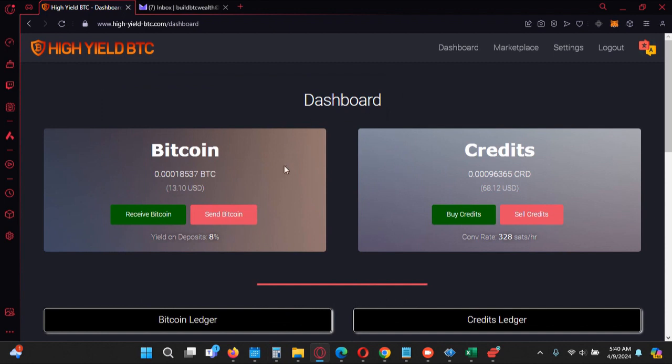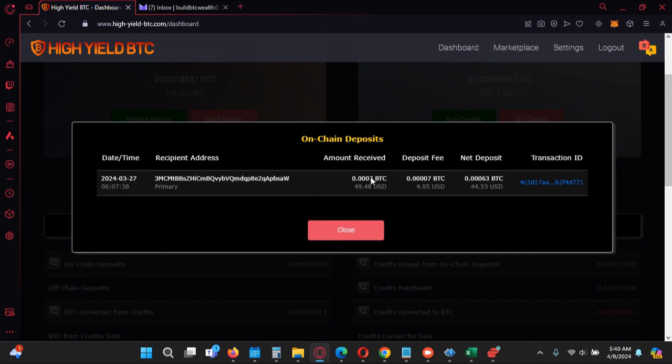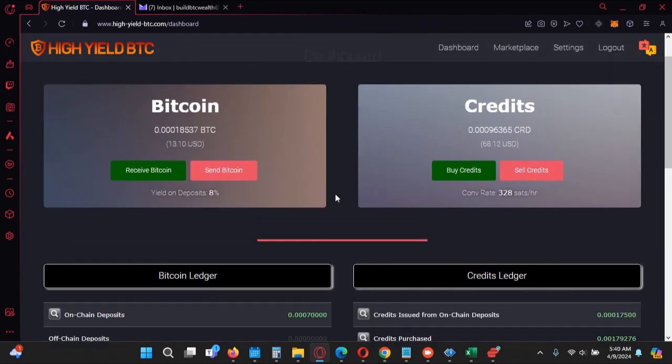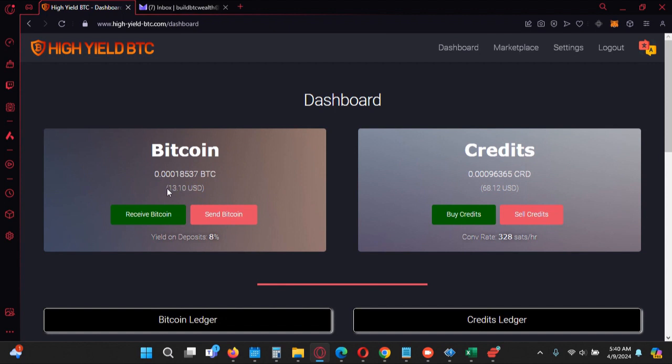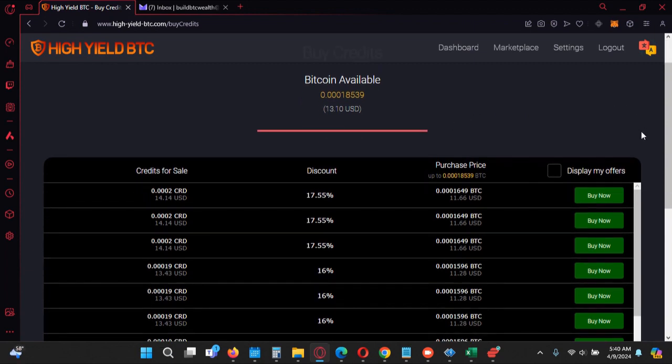Now, keep in mind, guys, this is my poor man's wallet. I only put in less than $50. I put in that minimum deposit here. And I have enough Bitcoin again to either withdraw or go back to the marketplace. So I'm going back to the marketplace and I'm going to dump it and buy some more. Keep in mind at this point, my current conversion rate is 328 Satoshis per hour. So I'm going to head out to the marketplace and see how I can benefit on this $13 that I got.